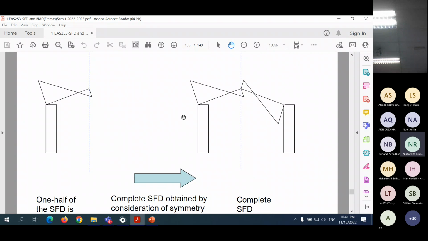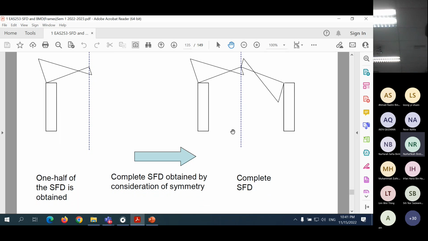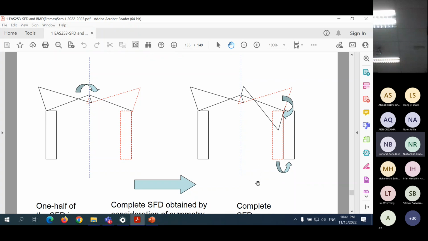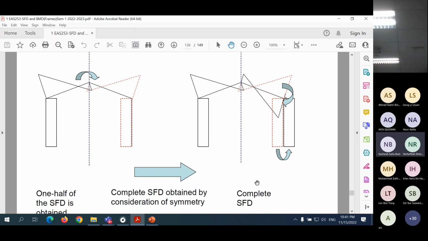We get the half first. The complete one is this. So what we do is you flip 2 times. Okay, you get to this dotted one first. Then you flip again. You get the complete one. You flip, then you get the one in dotted line first. That is not the final one yet. Then you have to flip again. Around each member, you flip it over the member, then you get the solid line one, and complete the shear force diagram.